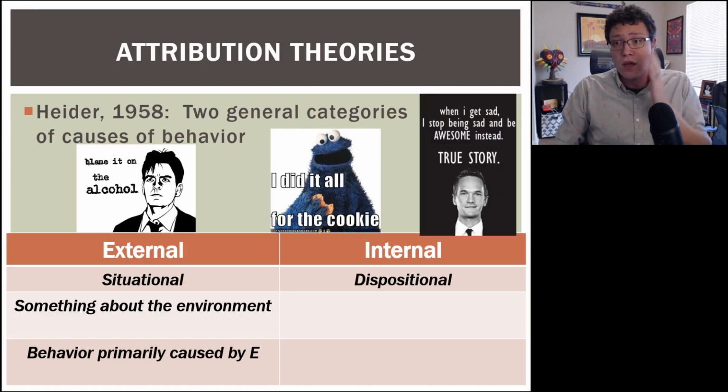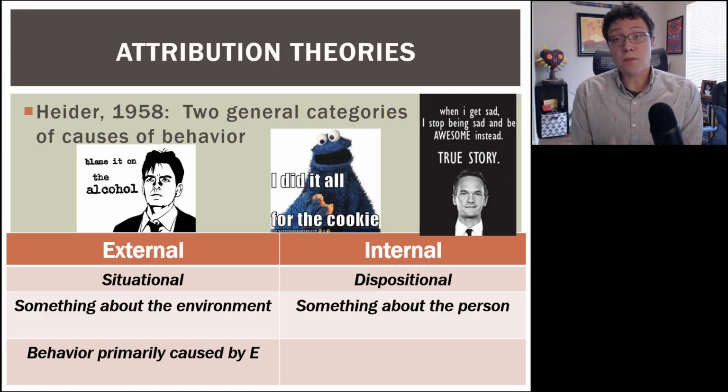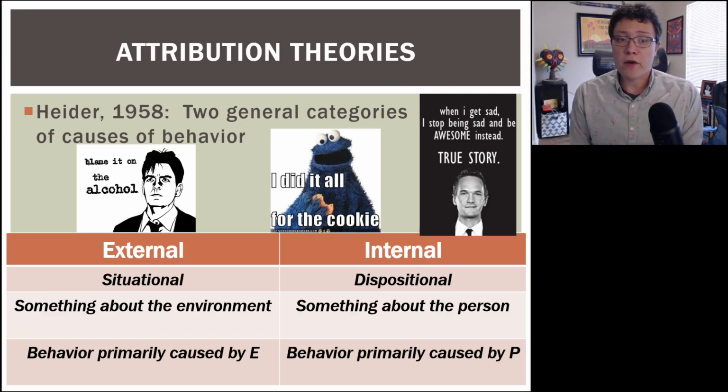Other people's problems. So internal, we consider this dispositional. So when you do good on an exam, you might say, well, that's because I'm smart, and that's a disposition about who you are, right? This is something about that person in particular, you or whoever you are talking about. So an internal attribution of my wife might be, I think she did this because she is a smart person. That's still internal because I'm talking about her internal state, not her and me together. I'm focusing on just her. And this, of course, is that behavior is primarily caused by P, or the person.